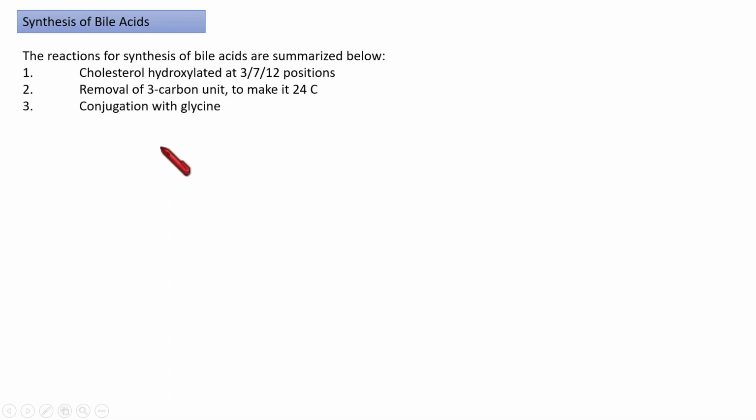And the third process is its conjugation with some amino acids like glycine. By conjugating with an amino acid, the bile acid becomes more soluble. So for gaining that property, it conjugates with an amino acid. That is the third process. And after that conjugation, the bile acid is secreted to the intestinal canal through bile.